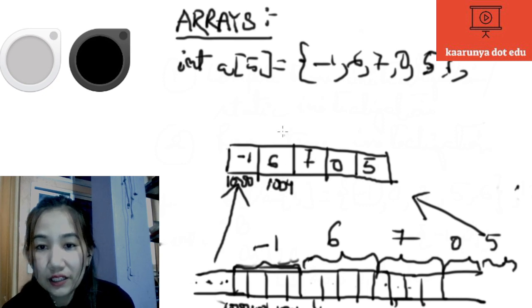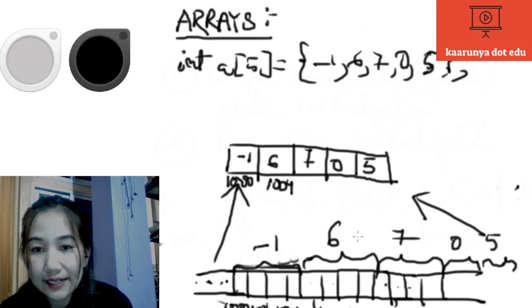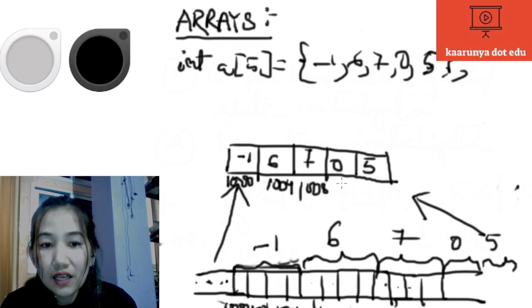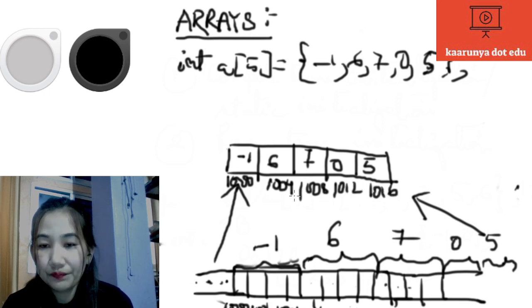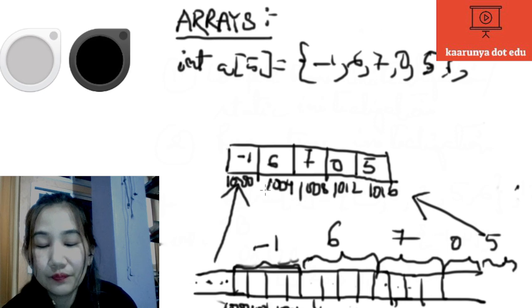Because the data type of this array A is integer, it occupies 4 bytes in the memory. So 1004 to 1007 will be occupied by this number 6. Then what is the next address? It is 1008. Likewise 1012, next is 1016. The difference is 4, right? So this is how the array's indexing takes place.